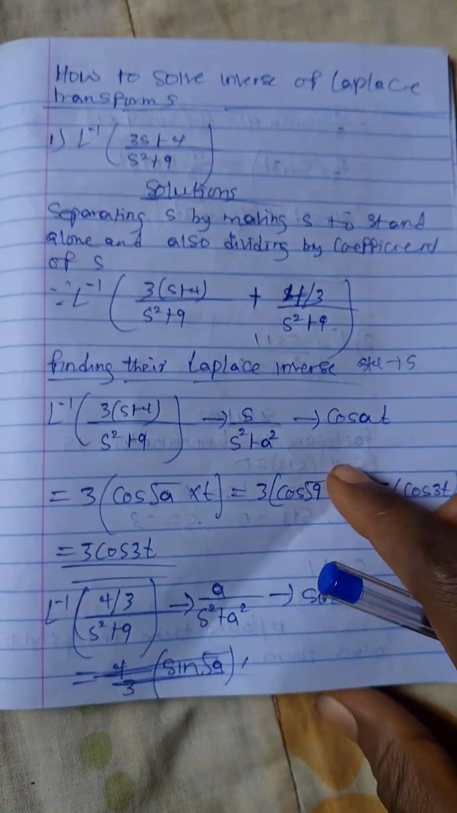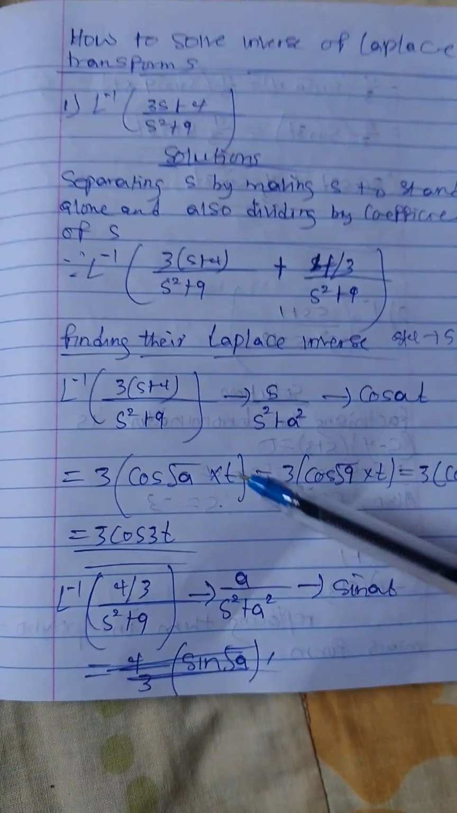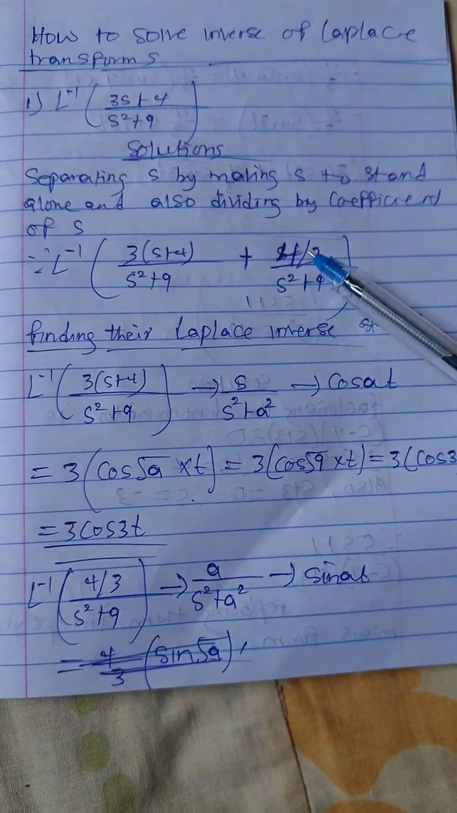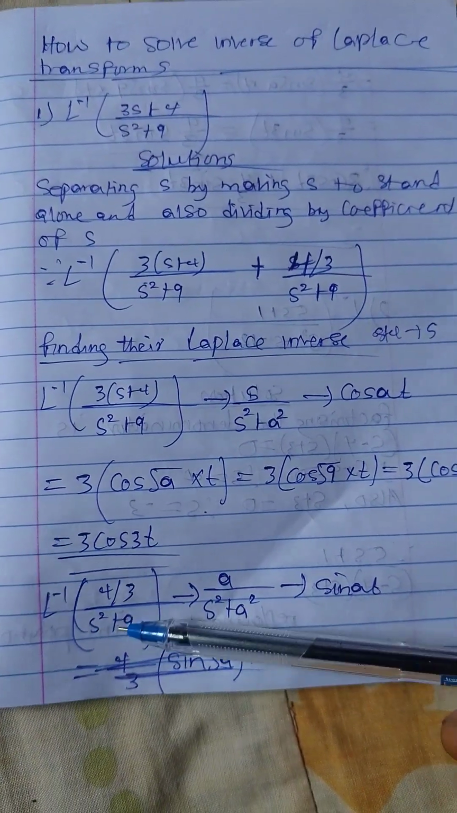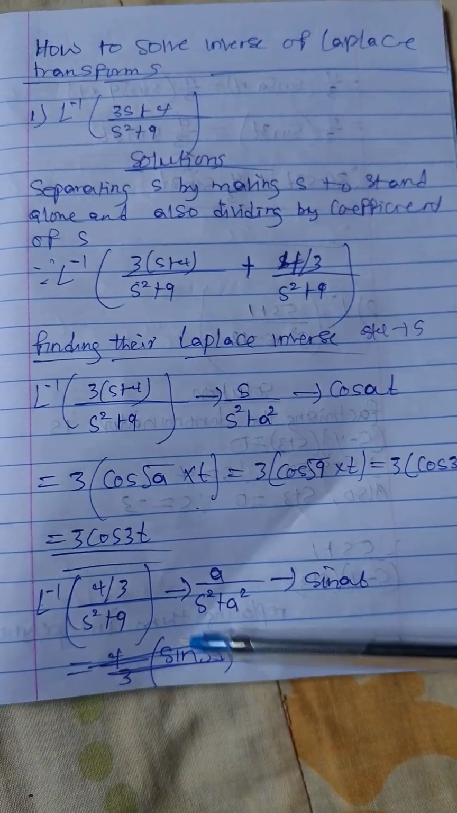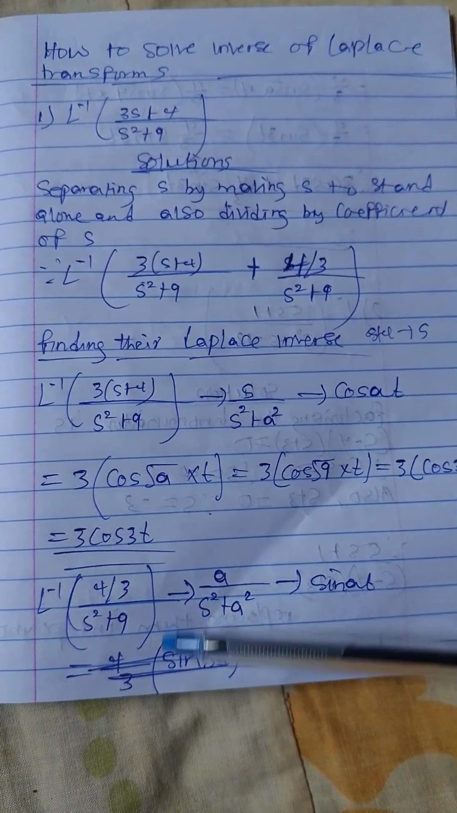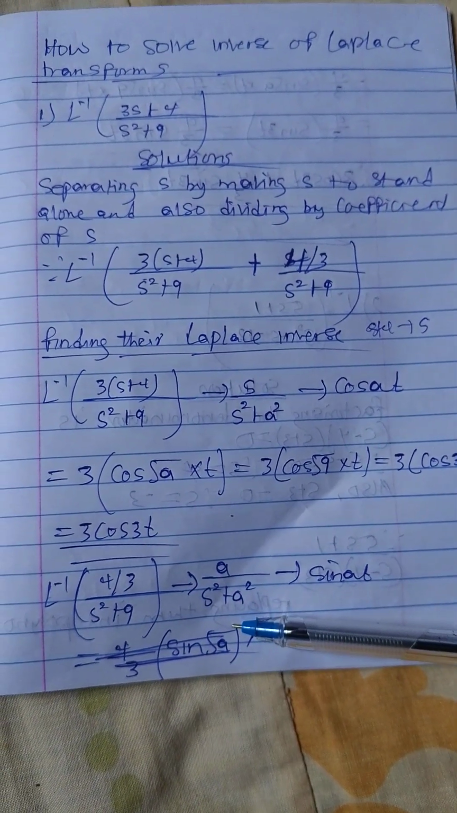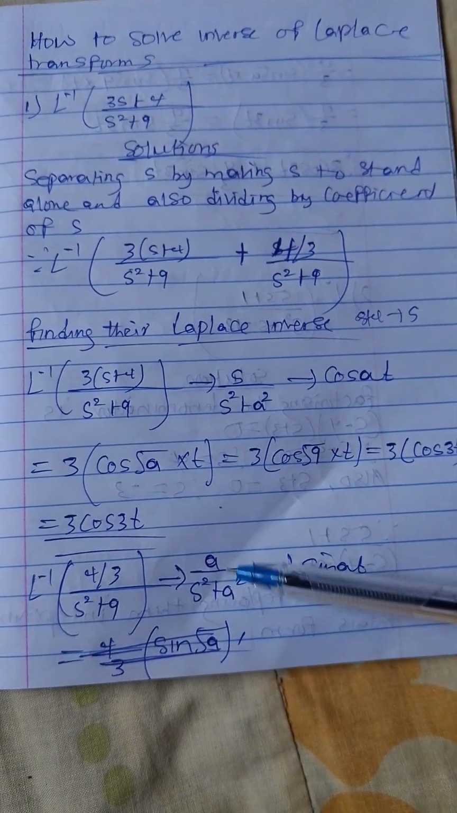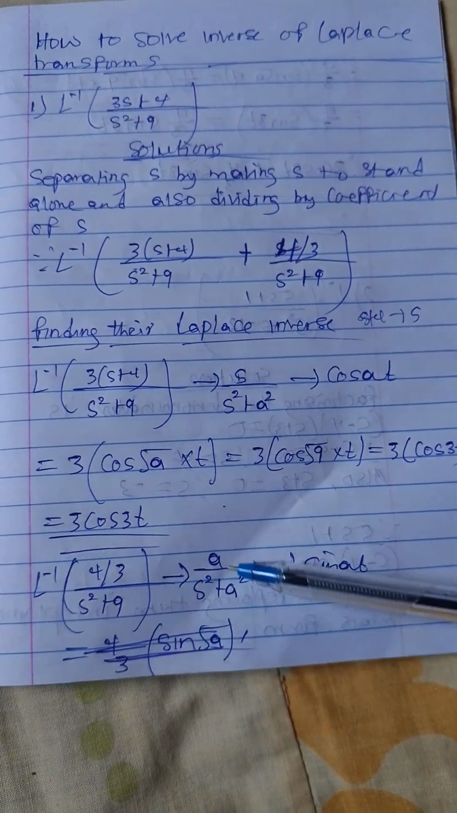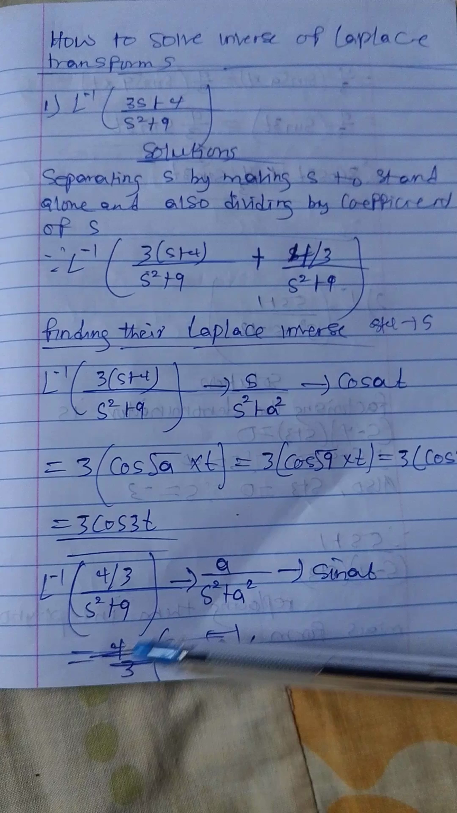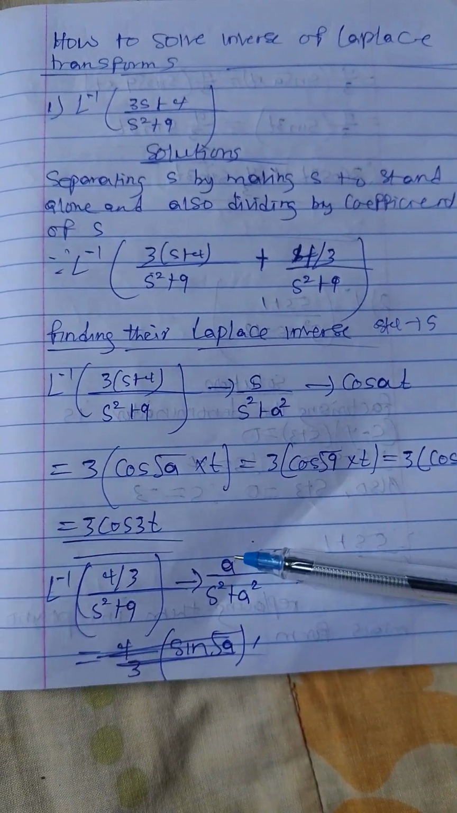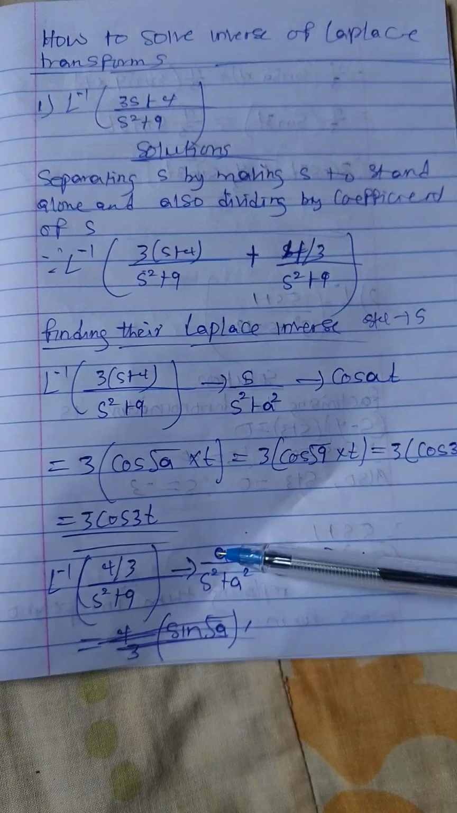Now the next thing to do is I have to find the Laplace inverse of 4 over 3 over x squared plus 9. I know that this thing here is in the form of a over x squared plus a squared, where a is any number.